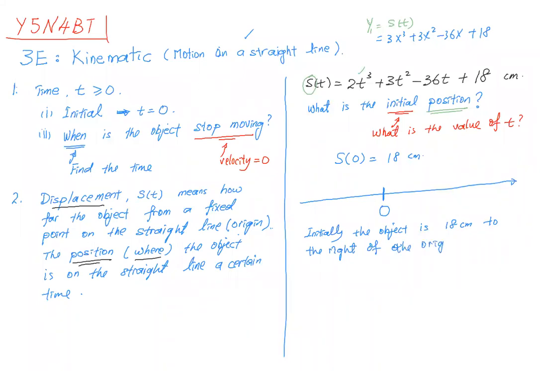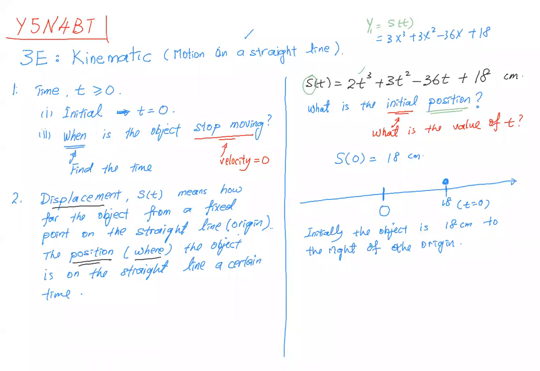So that is the meaning of displacement. How far is it away from the origin? If the displacement is positive, that means it's here. 18 cm, the object is here at the beginning. Are you clear? So if the displacement is positive, the particle is at the right of the origin.